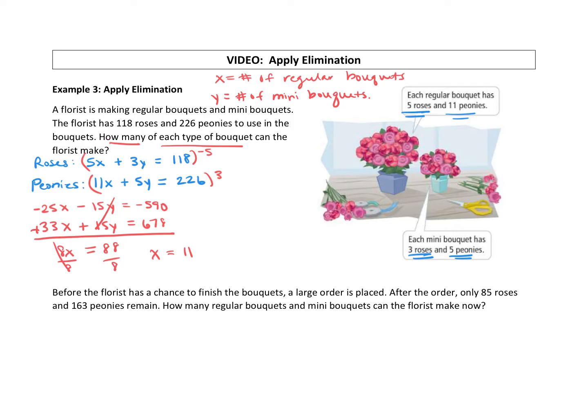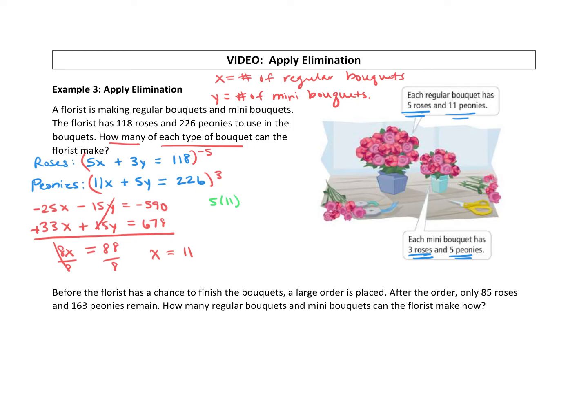And remember, x represented the number of regular bouquets, so the florist can make 11 regular bouquets. We want to figure out how many mini bouquets the florist can make as well. So let's go back up to our equations. Which one looks easier? I guess all the numbers in the first equation are smaller, so I might choose to plug in the 11 for that x right there.